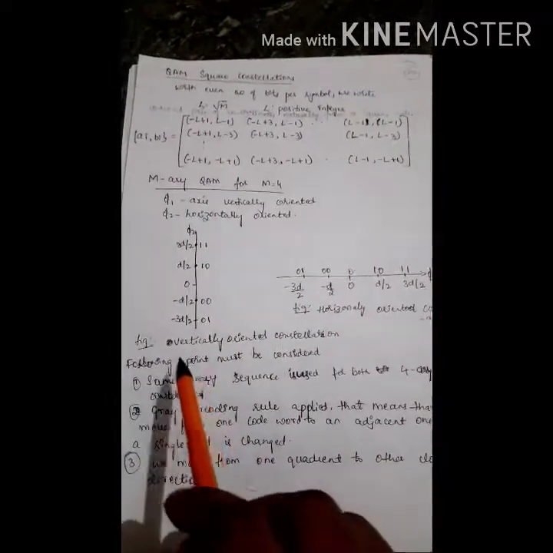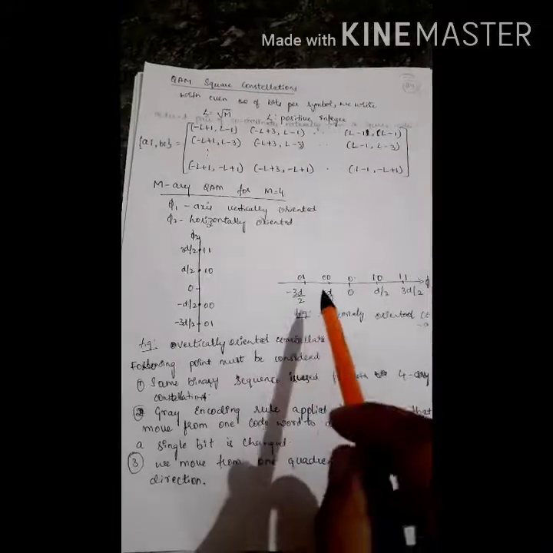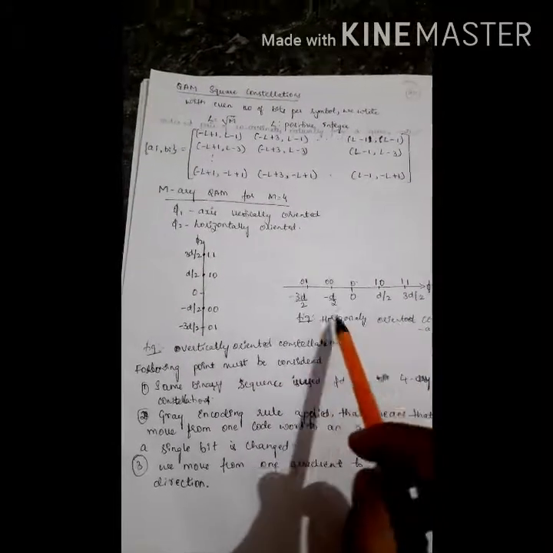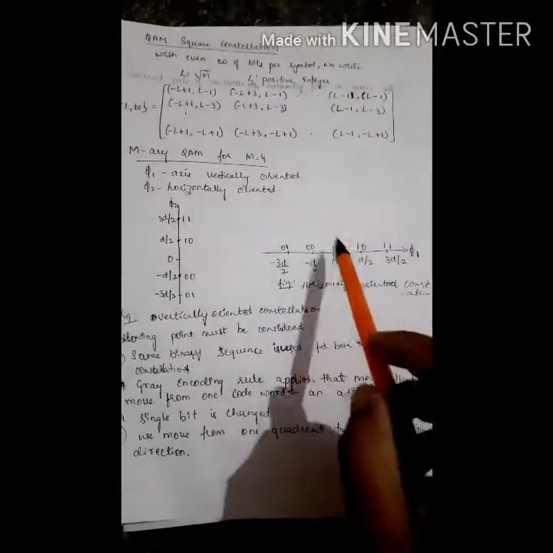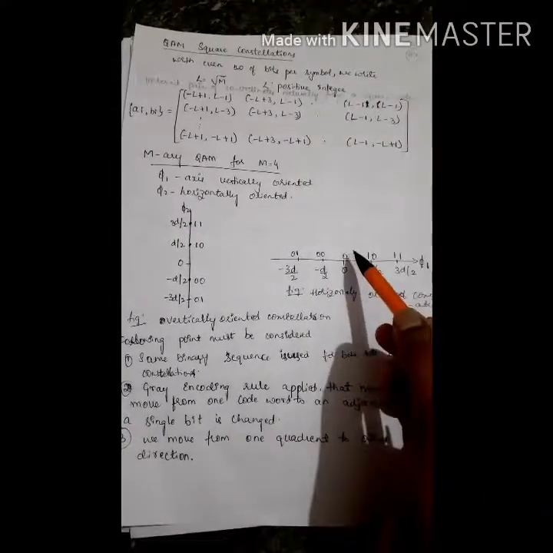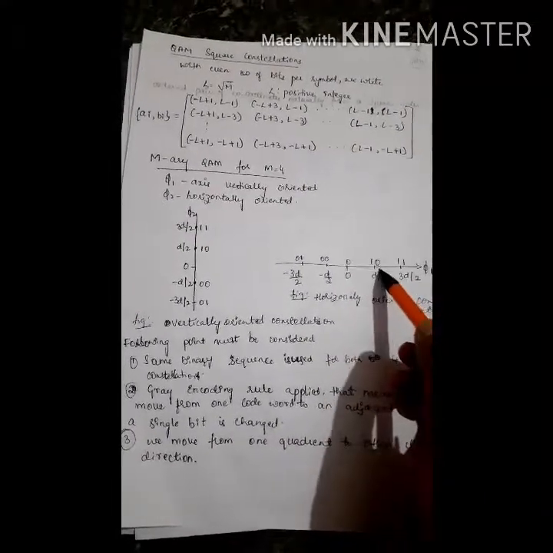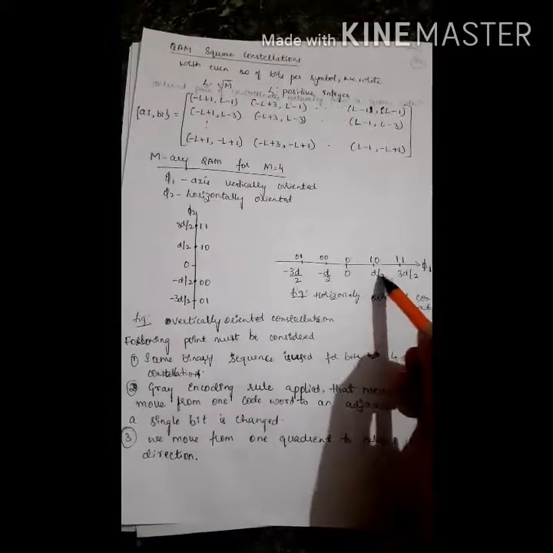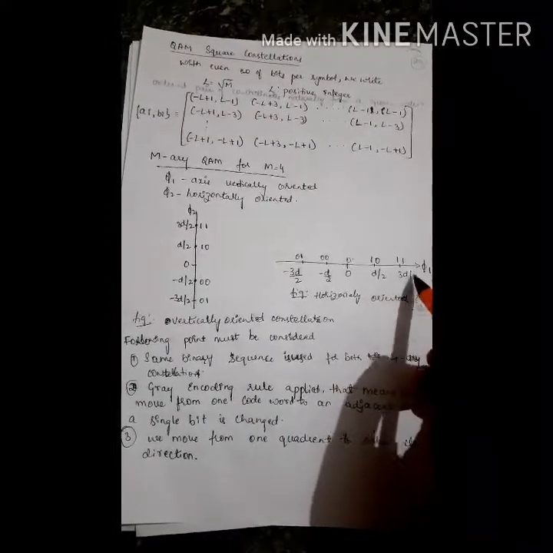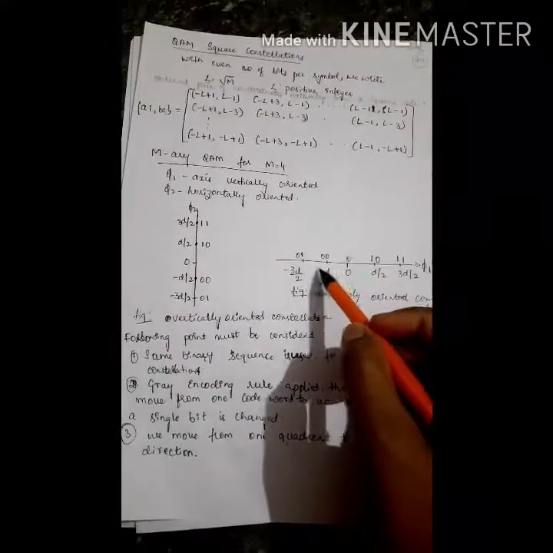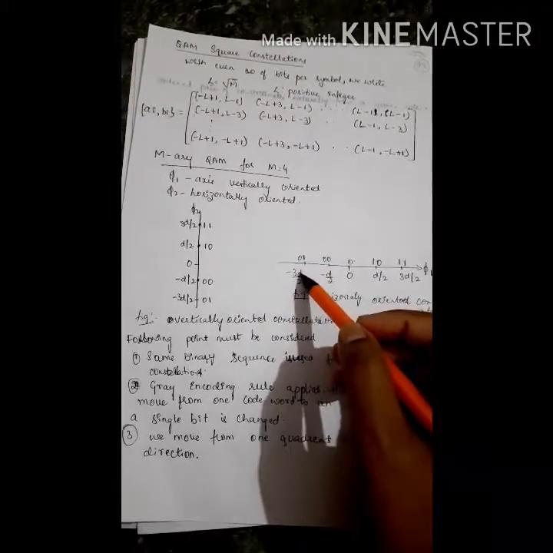Next, this is a vertical constellation, and this is a horizontally oriented constellation. This is given here at a value of 0 0. For 1 0 the value is d by 2, for 1 1 it is 3d by 2, and for 0 0 it is minus d by 2, and 0 1 is minus 3d by 2.